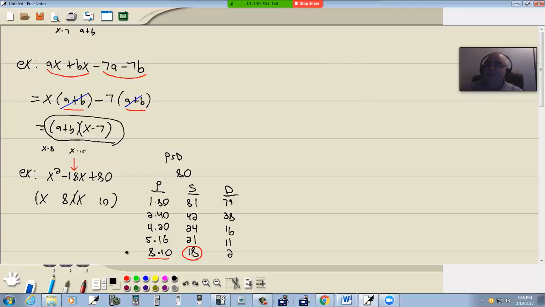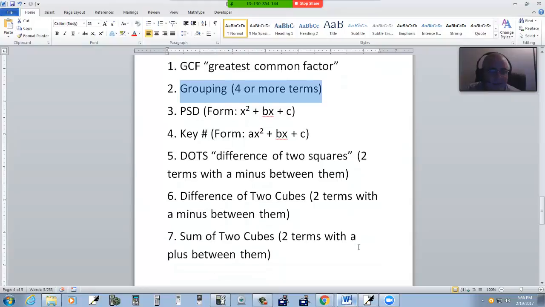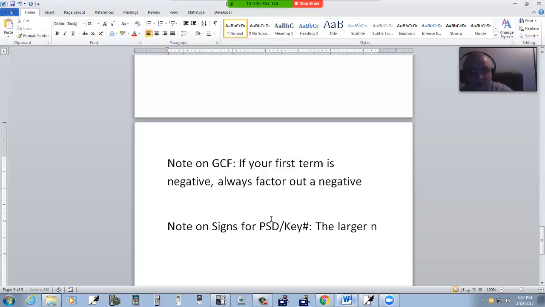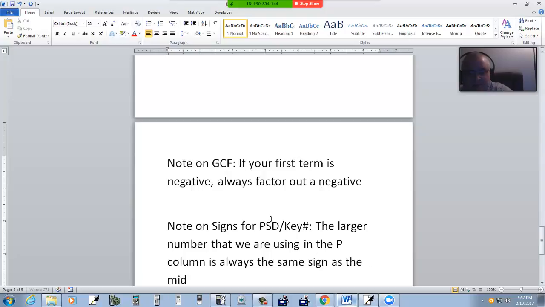Now the last thing we have to determine is what our sign is going to be. And we have a note that helps us with that. Note on signs for PSD key number. The larger number that we are using in the P column is always the same sign as the middle term.